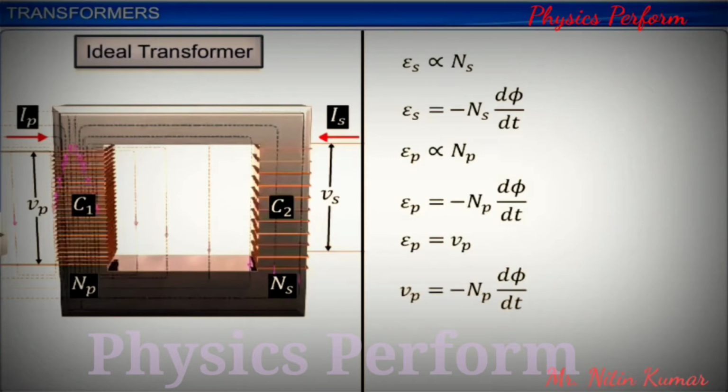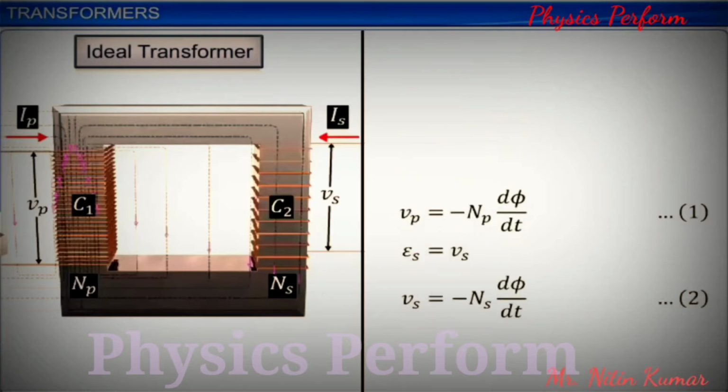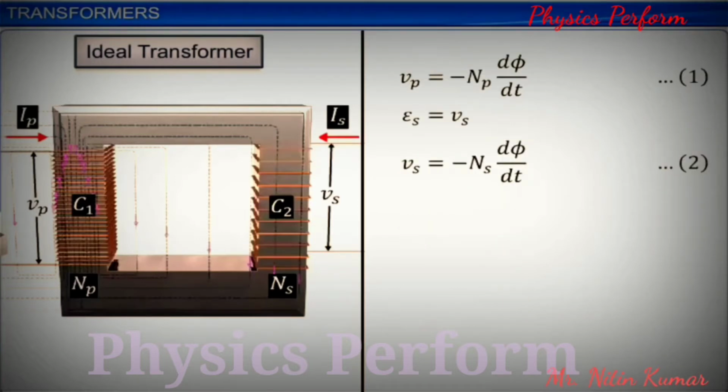If the current taken from the secondary coil is small, as it is an open circuit, then, to a good approximation, we get induced EMF Es equal to the voltage across the secondary coil Vs. Hence, we have Vs is equal to minus Ns into d phi by dt. Let this be equation 2. Dividing equation 2 by 1 and simplifying, we get Vs by Vp equal to Ns by Np. Let this be equation 3.